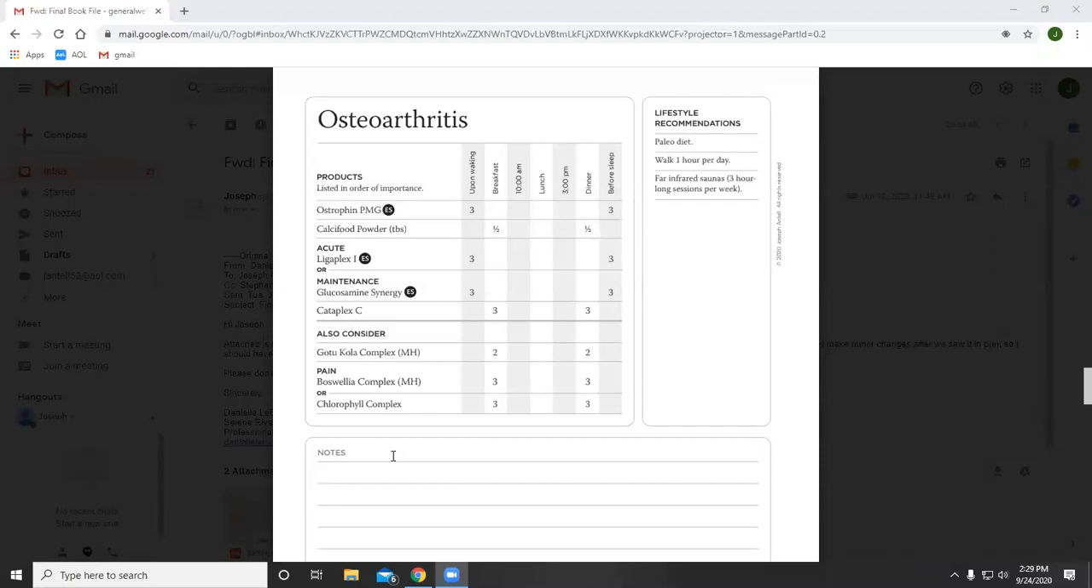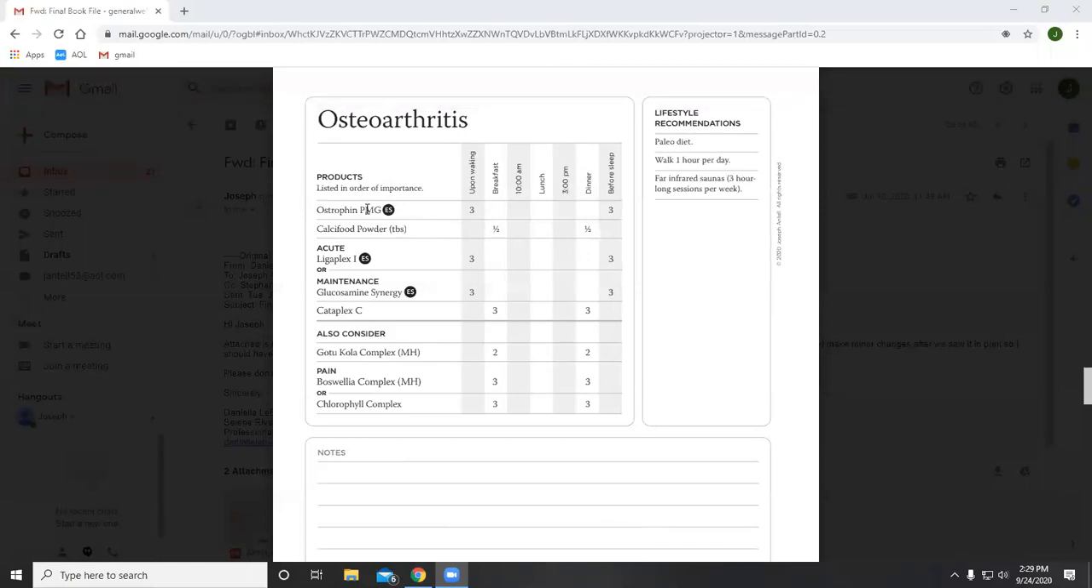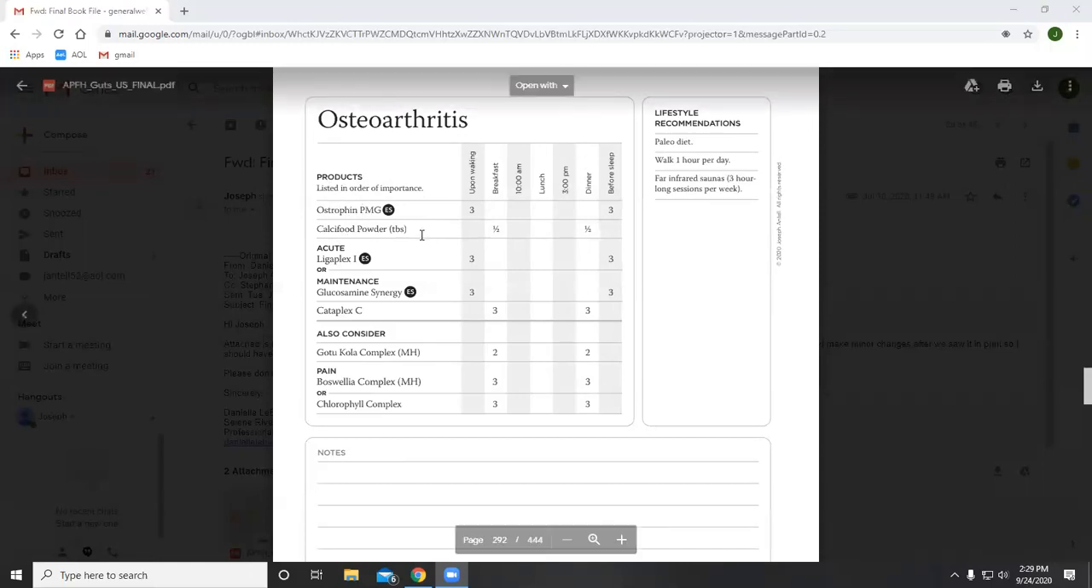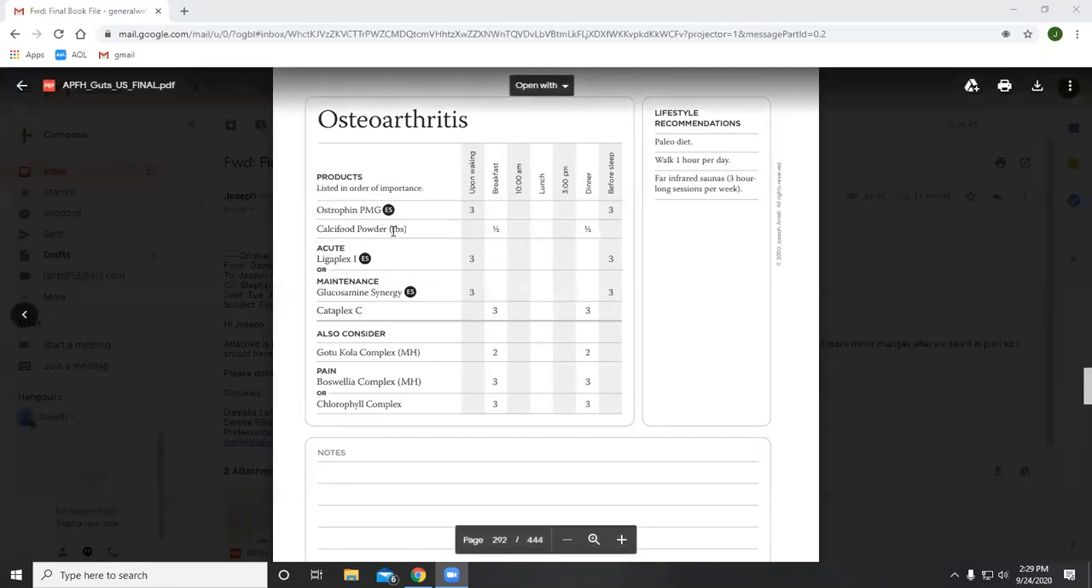Now, something like osteoarthritis, that's a rest of your life condition that individual will have to work with. That's the 60 to 90. This will be constant. That will have to become a priority in your protocol. At least Ostrophin and Calcifood. You could always rotate Calcifood with Coca-Cola. You could do that too. So there's ways of doing this, and without, again, putting everybody on everything, you know.